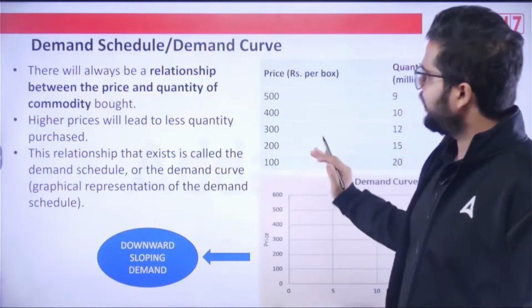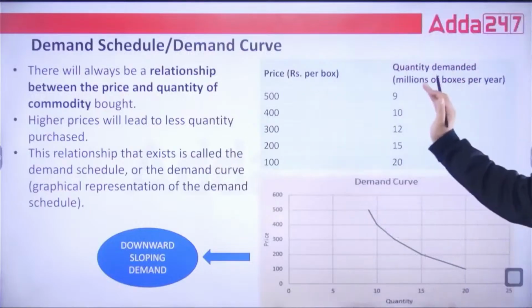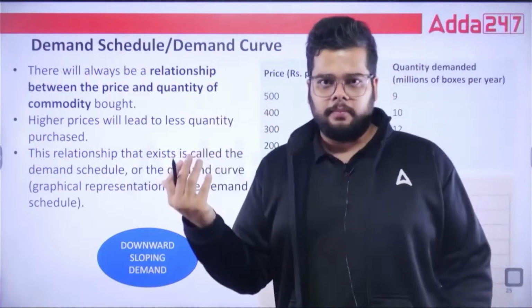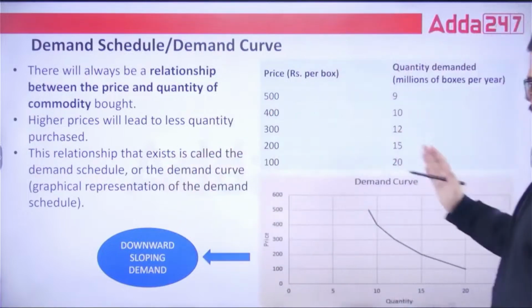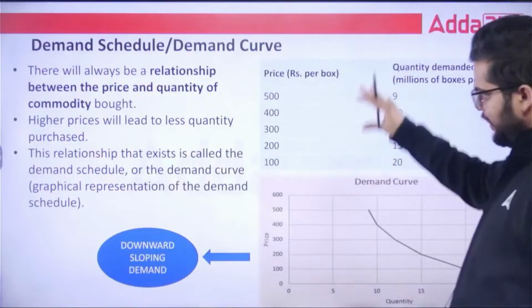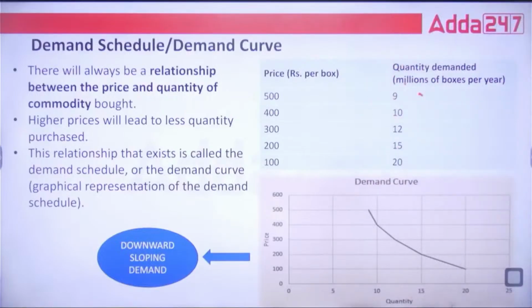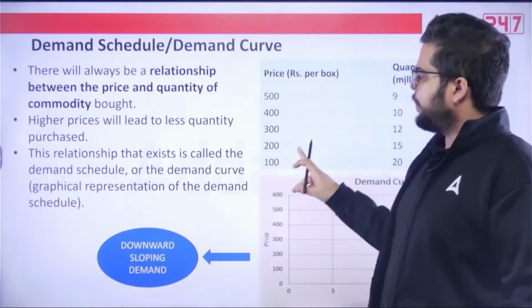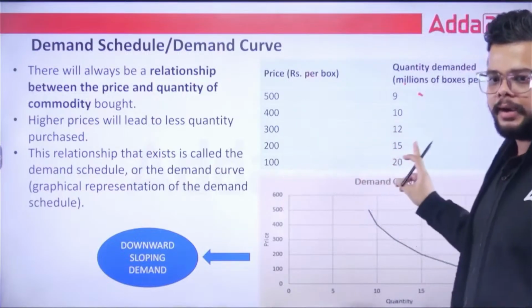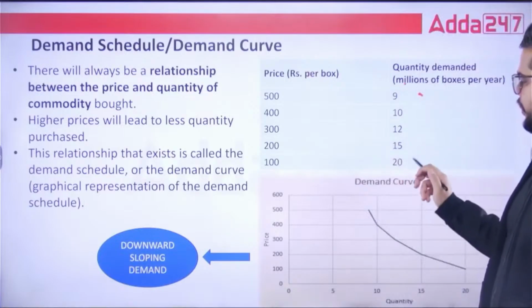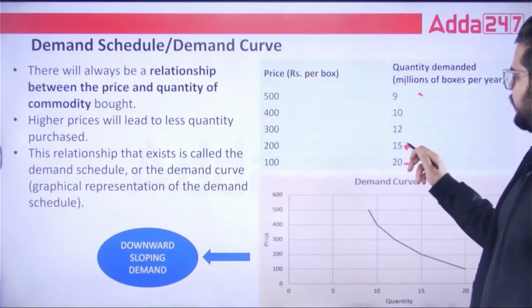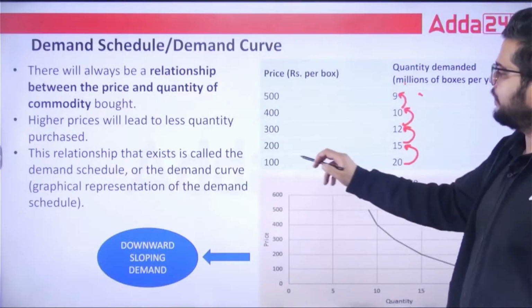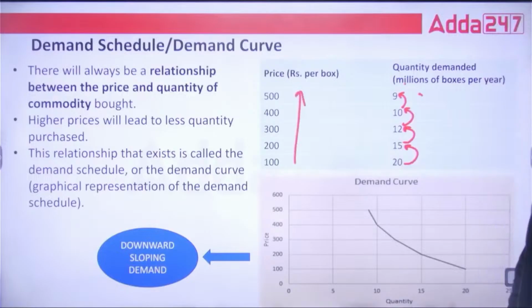Whenever you are representing the price against the quantity demanded in a tabular form, in the form of a table, then you will say that this representation entails the demand schedule. As the prices are rising, quantity demanded is reducing: 20, then 15, then 12, then 10, and then 9. As the prices are moving up, the demand is less.